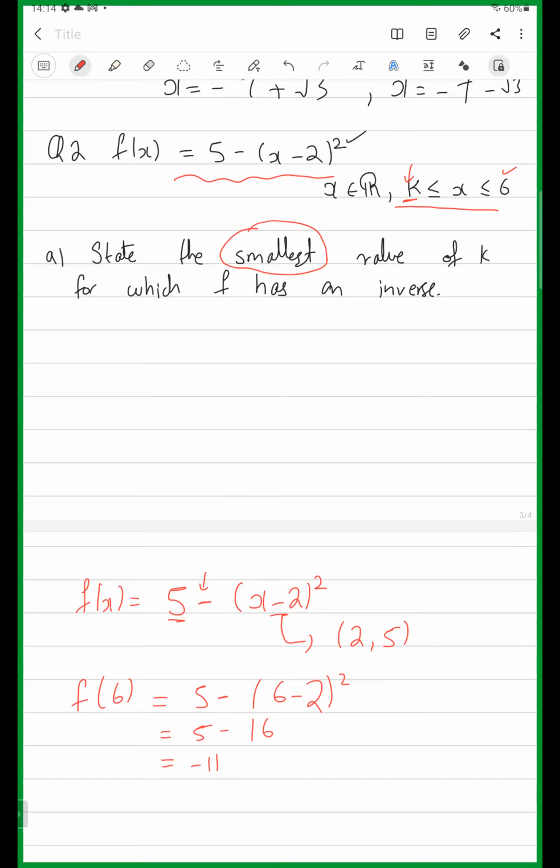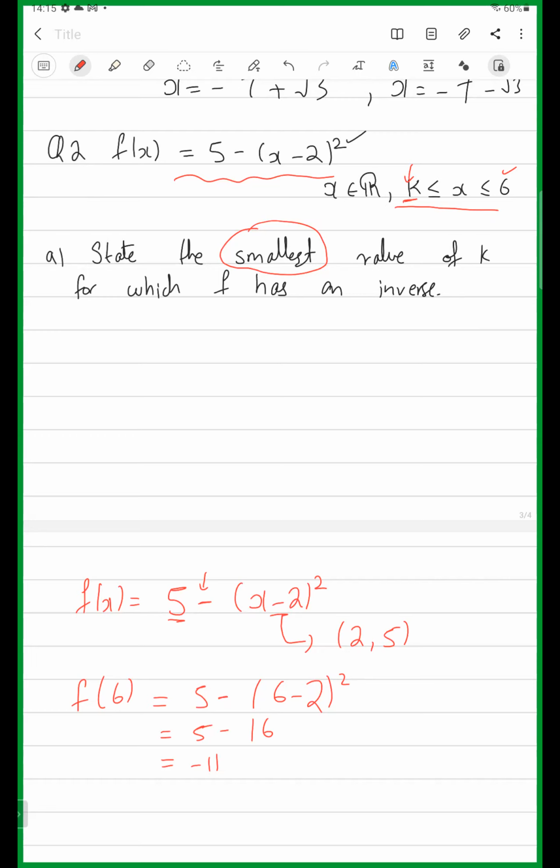We will discuss the second part tomorrow. The second part was basically this, that for this value of k, once we had our k that turned out to be 2, state the domain and range of the inverse function. So now, they wanted you to state the domain and range of the inverse function. But again, for that, we will be using the theorem. So we'll talk about it tomorrow.